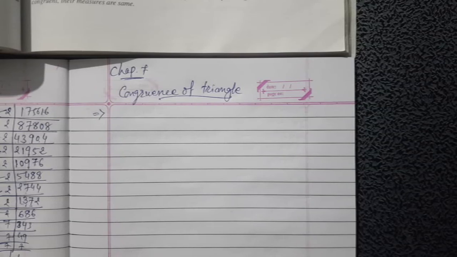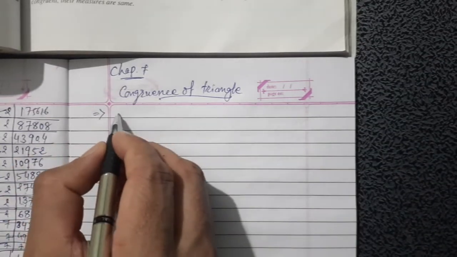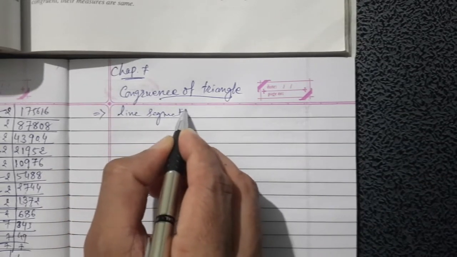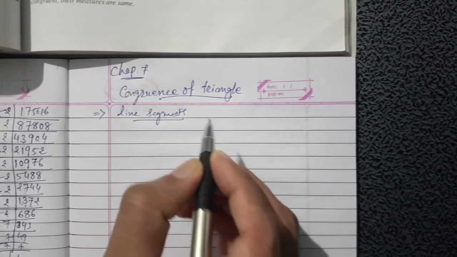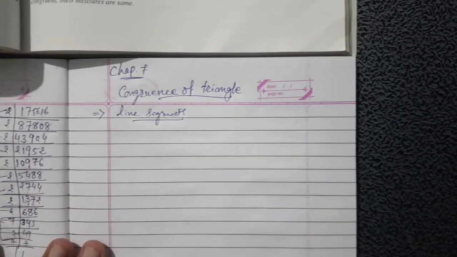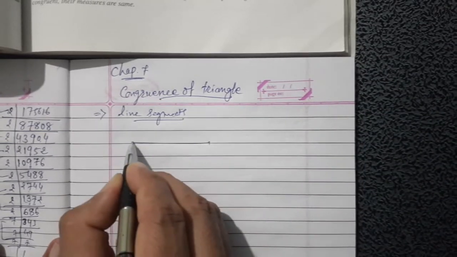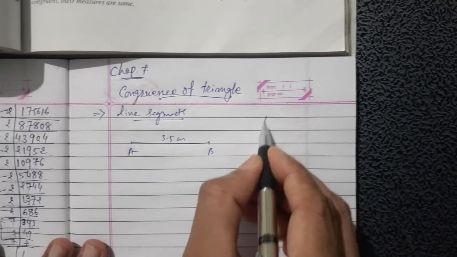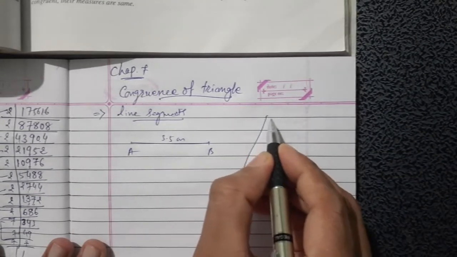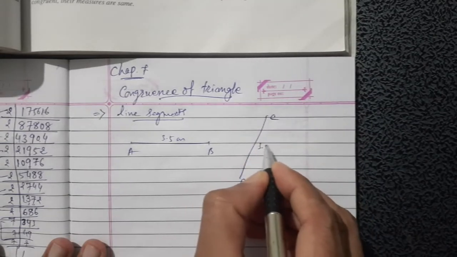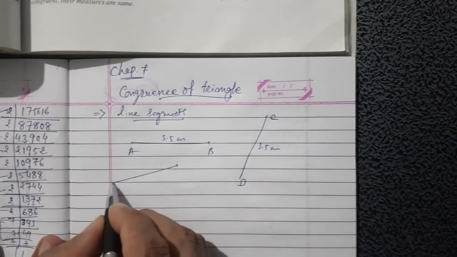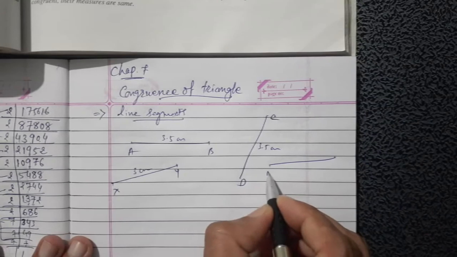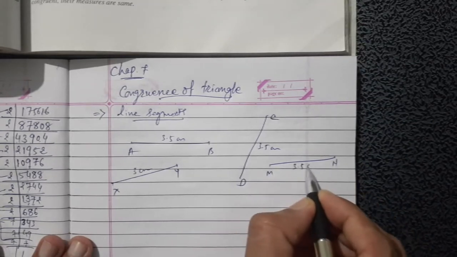For example, suppose two line segments. Two line segments are congruent when they have equal length. Suppose line segment AB is 3.5 centimeters. Line segment CD is also 3.5 centimeters. XY is 3 centimeters, and MN is 3.5 centimeters.